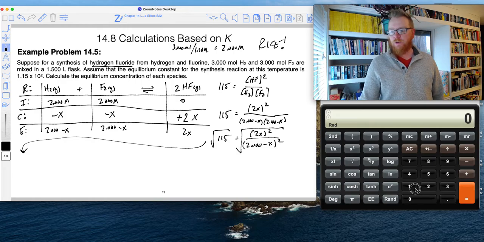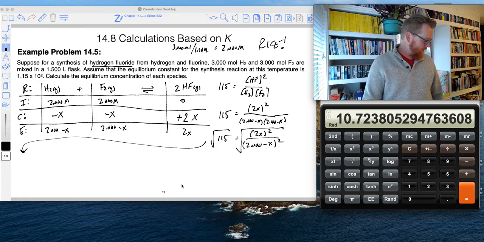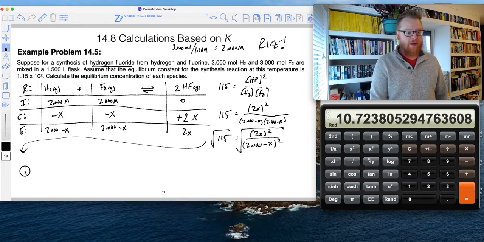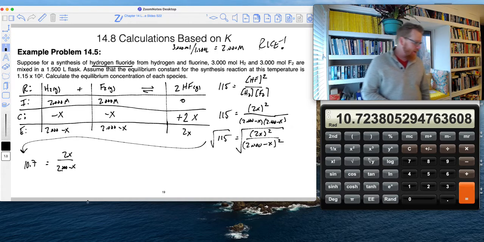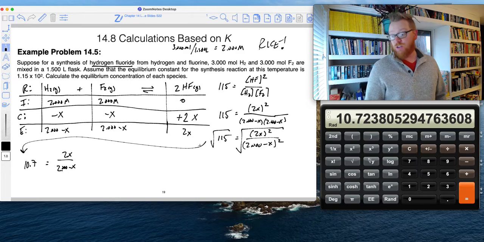So the square root of 115 is 10.7. Okay, and that equals, and then now the square root of (2x)² is just 2x, and the square root of (2.000 − x)² is just 2.000 − x, okay? And so you can see, once again, this is going to be a pretty straightforward problem to solve. So I'll multiply the top and the bottom.